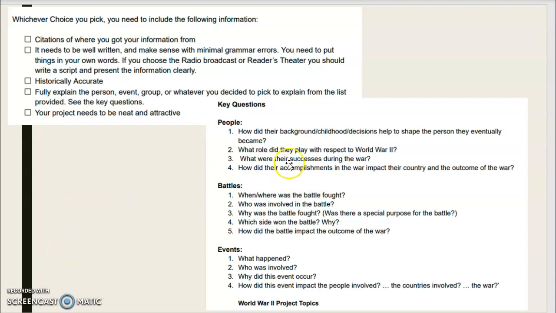Okay, so key questions. If you're doing a person, maybe talk about their background a little bit. Talk about what role they played. What were their successes in the war? What accomplishments in the war impacted their country and the outcome of the war? Things like that. If you're talking about a battle, talk fully about the battle. If you're talking about an event, fully talk about the event.